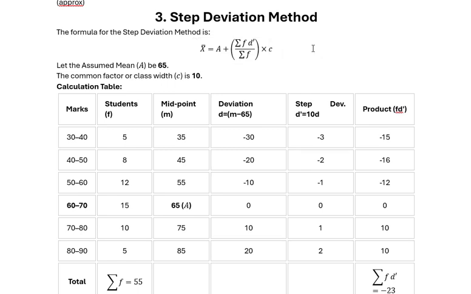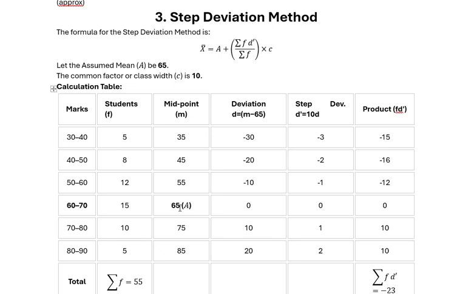Now, same table, copy it: marks, students. First step is to find the mid value so that you can find the value of x. 30 plus 40 will become 70. 70 divided by 2 will become 35. Similarly, for all the numbers, lower limit plus upper limit divided by 2 will become the mid value of those terms. Now, find the deviations. For deviations, what we have to do? We have to find the difference.